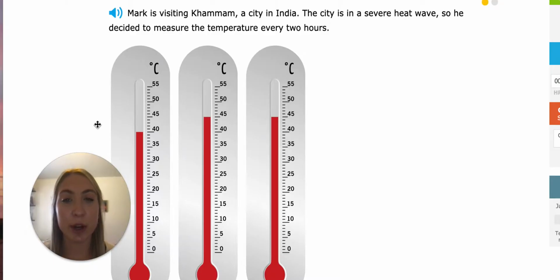So the first thing we're going to be doing is going over the different temperatures. So we're going to read our question first. Mark is visiting Khammam, a city in India. The city is in a severe heat wave, so he decided to measure the temperature every 2 hours.